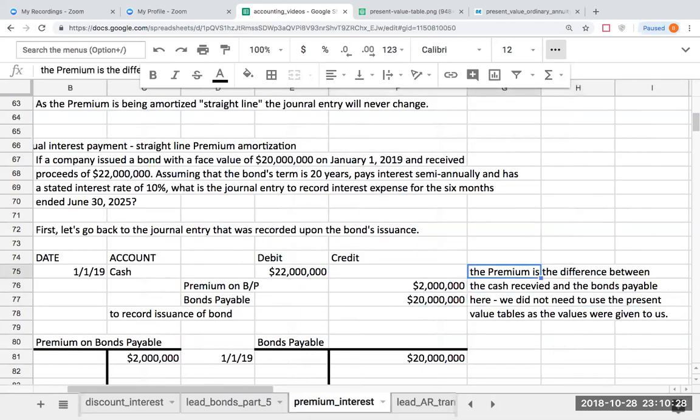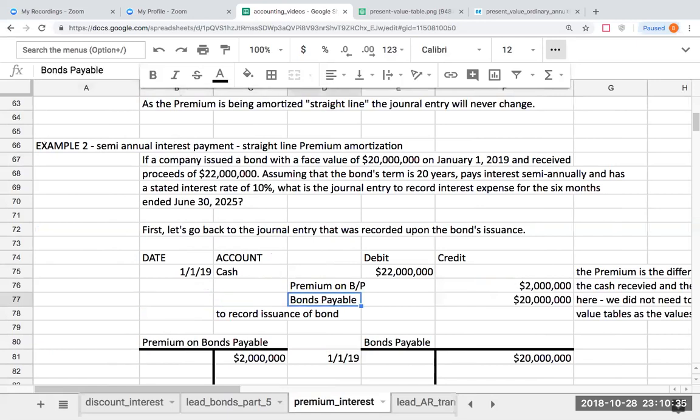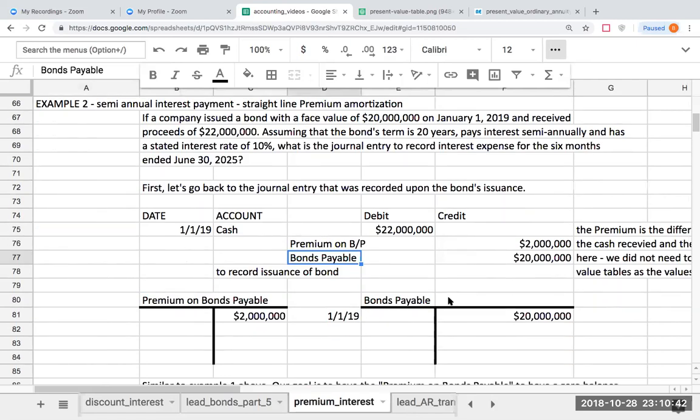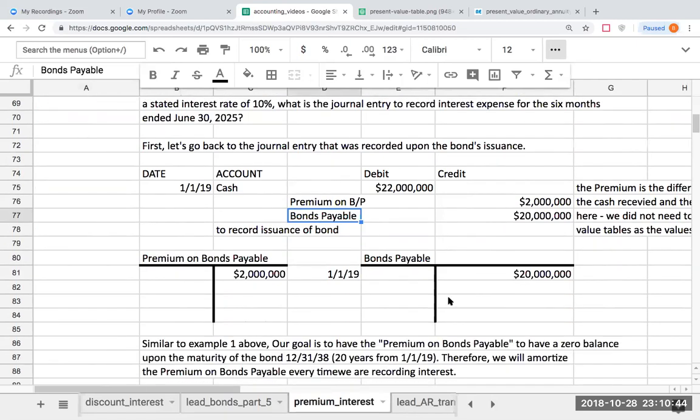And remember, the premium is the difference between the cash received and the face amount of the bond. These questions are different than the ones we were looking at earlier because I'm not giving you the present value tables. You don't have to do the market rate. You don't have to do that step.